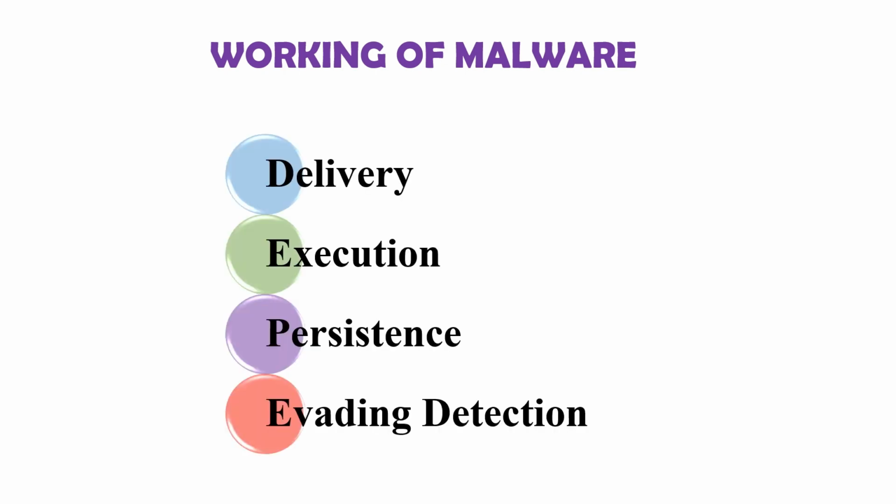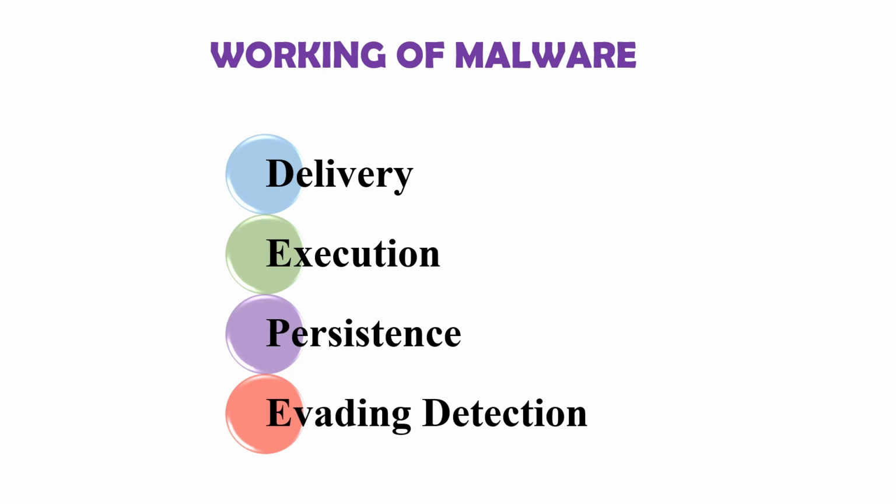So first we'll see how the malware works. These are some steps in which the working of malware is divided. So the first is delivery. For a malware to work, it usually needs you to do something first to get the software on the target system. Next is execution. After clicking any link or opening an attachment, the malware's payload initiates its task, like stealing the data or encrypting the files.